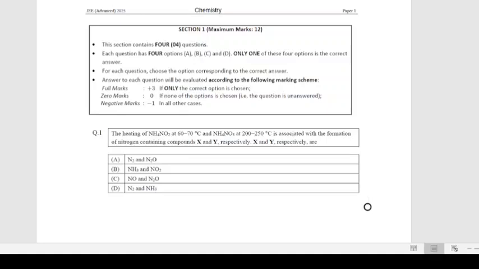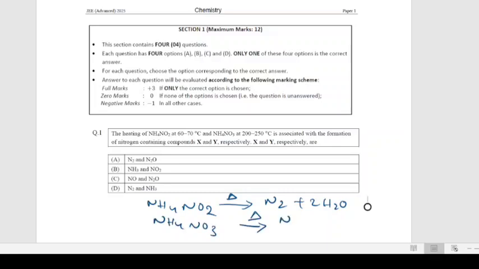Here, if we consider NH4NO2, which is ammonium nitrite, on heating it readily produces N2 plus 2H2O, whereas ammonium nitrate, NH4NO3, when heated, readily gives N2O, which is nothing but laughing gas, nitrous oxide, along with the liberation of two water molecules. So X and Y are N2 and N2O, where option A is correct.